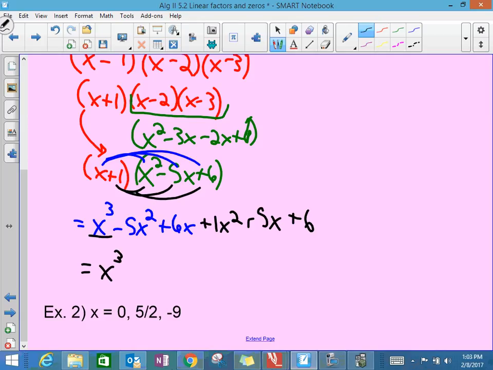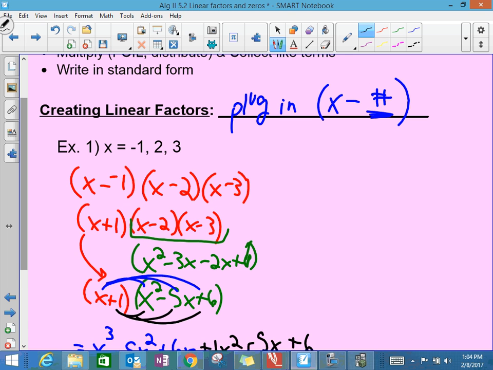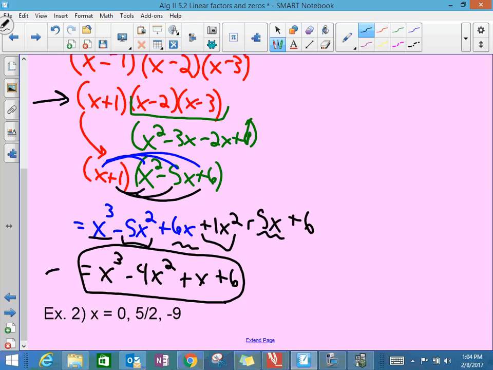What else can we combine there? X squared. So we have negative 5x squared plus 1x squared is going to be negative 4x squared. What else can we combine? X's. So 6x minus 5x is plus x. And then we have plus 6. And we're done. Okay, so we went from what the zeros were, we built factors, and then we multiplied them together to get standard form.